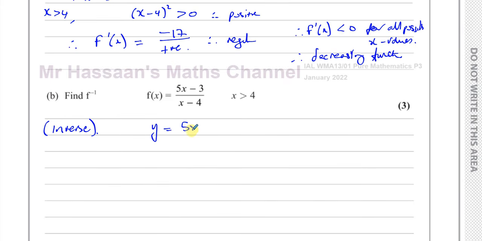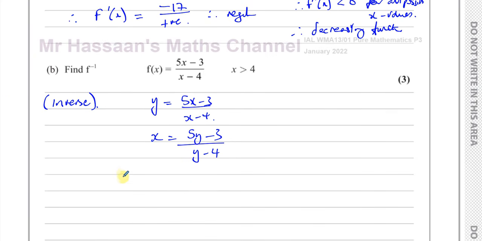So y equals 5x minus 3 over x minus 4. And then I swap the x and the y with each other. So y I'm going to call x, and x I'm just going to call y. I'm not rearranging it, I'm just renaming the x and the y, because when we find the inverse, we're kind of switching the axes. And then I'm going to make y the subject of this formula.